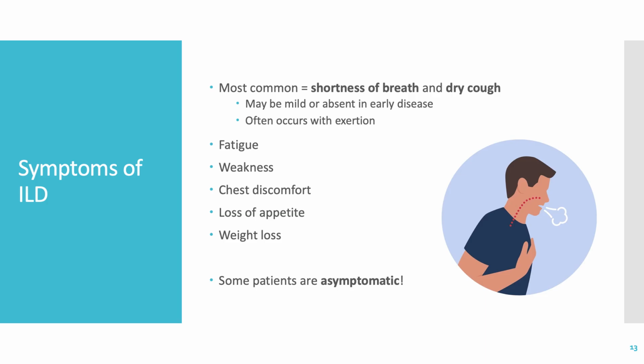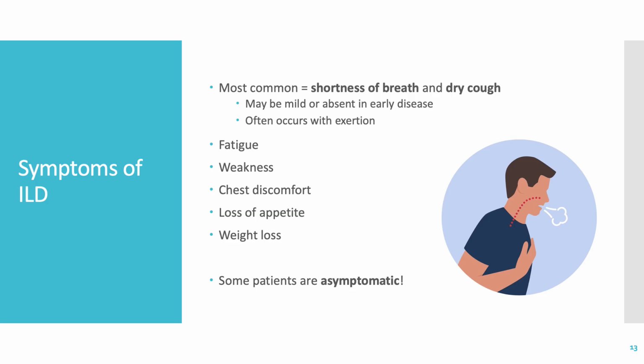And that shortness of breath that we talk about often occurs only when you're exerting yourself or doing some type of activity. And so some patients that might have a low baseline level of activity might not appreciate that they are short of breath with exertion if they're not exerting themselves a lot. Other common symptoms that we can see, again, you'll see this list is really non-specific. Fatigue, weakness, chest discomfort, poor appetite, weight loss. All symptoms that can be seen with other diseases or other manifestations of scleroderma as well.